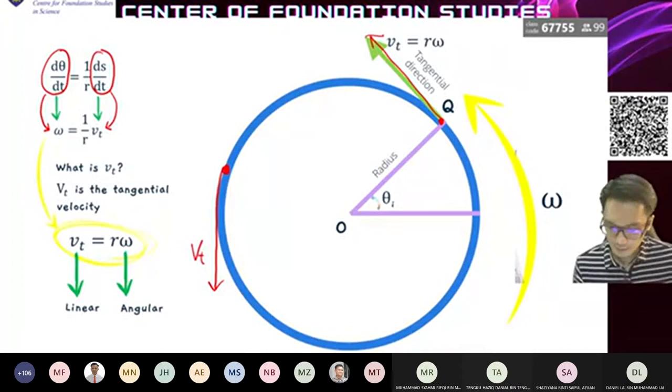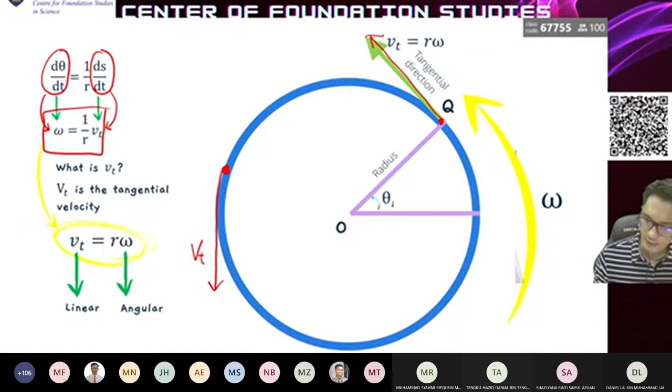Okay, kita dah dapat this equation, right? Omega is equal to 1 over r vT. Then we just rewrite the equation. We rearrange the equation in terms of tangential velocity. Then we will get r omega. So this is the relationship between linear, where the tangential velocity is linear quantities and the omega is angular quantities. And we just times with the radius. Okay, this is the radius. Okay, how about the acceleration?